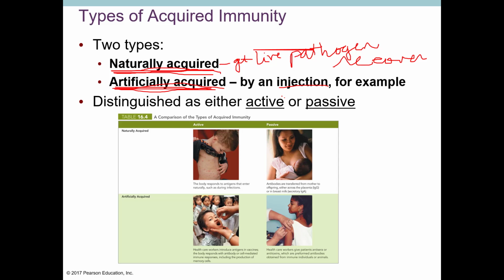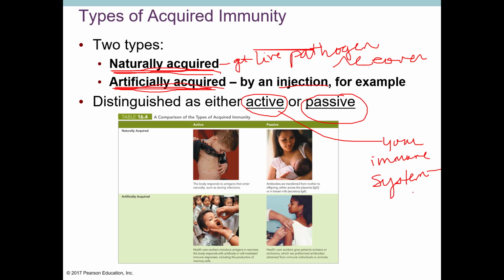The other terms that are used are active or passive. Active means your immune system makes the antibodies. Your own immune system makes the antibodies. So even if you get a vaccination through an injection of dead pathogen, it's still your immune system that makes the reaction, makes the antibodies. And when you set up an active immunity, it means you'll have memory cells. It makes the antibodies, AB, I'm going to say antibodies, and has memory cells.